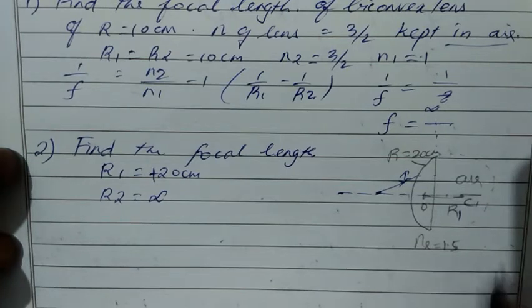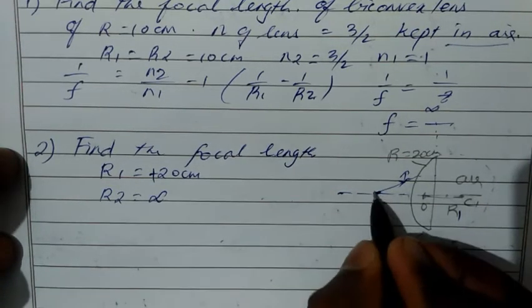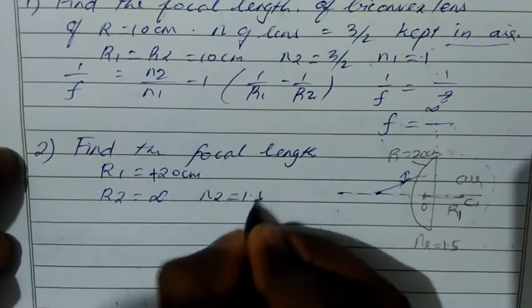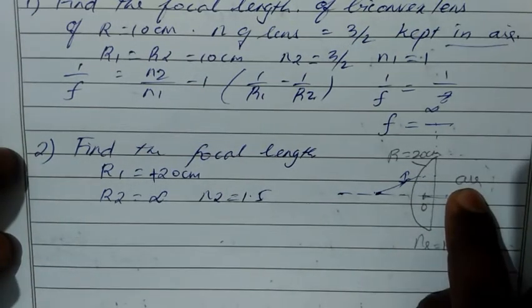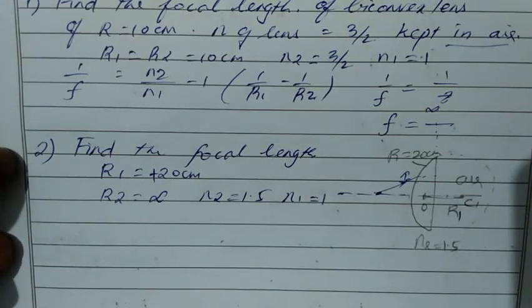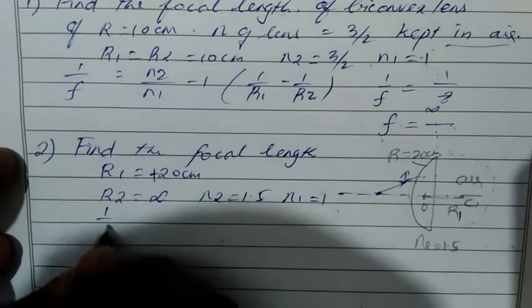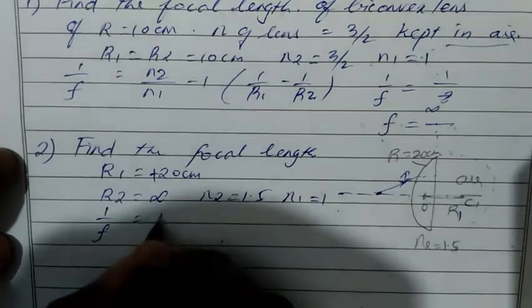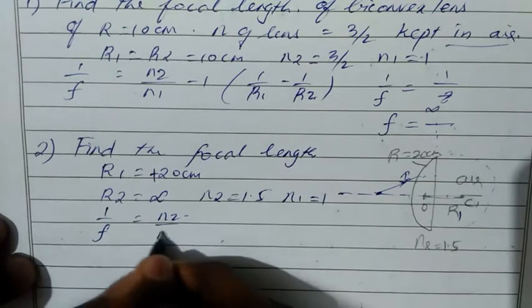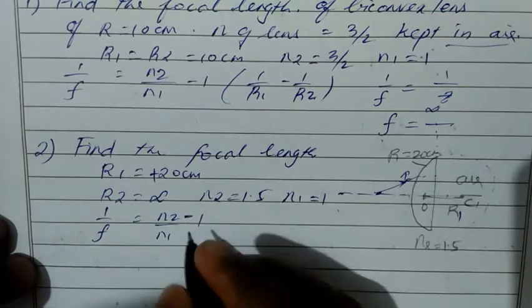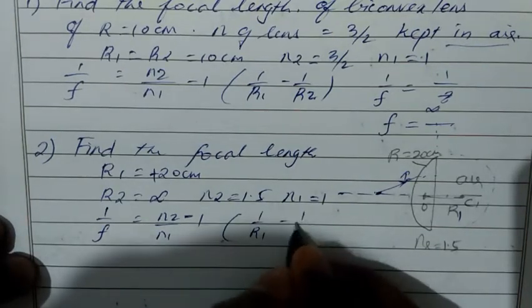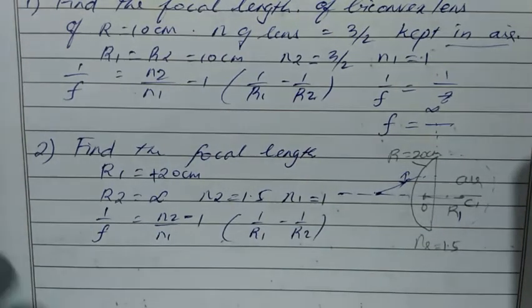Then the refractive index of the lens is given as 1.5. Light goes towards the lens, so we have N2 equal to 1.5. The surrounding medium is given as air, so N1 is 1. Now write the formula. 1 by F equal to N2 by N1 minus 1, 1 by R1 minus 1 by R2.